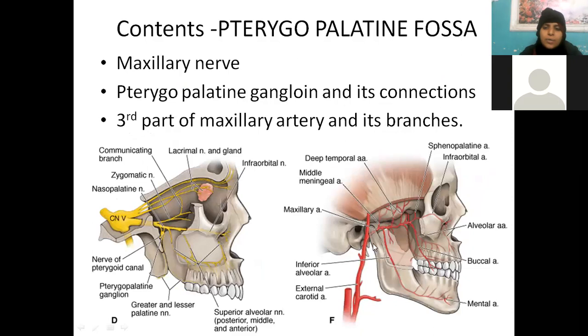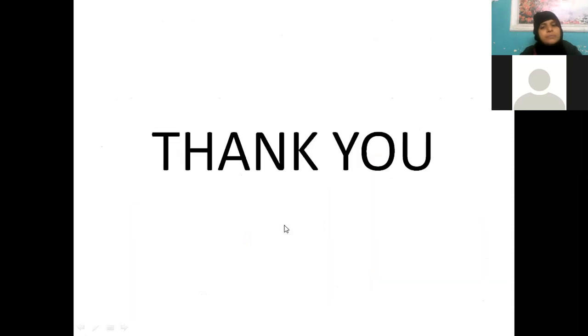So you can actually see how the maxillary artery is going into the pterygopalatine fossa, and how the maxillary nerve is going inside the pterygopalatine fossa. The contents are the maxillary nerve, the pterygopalatine ganglion, and the third part of the maxillary artery and its branches. That is all about Norma lateralis.